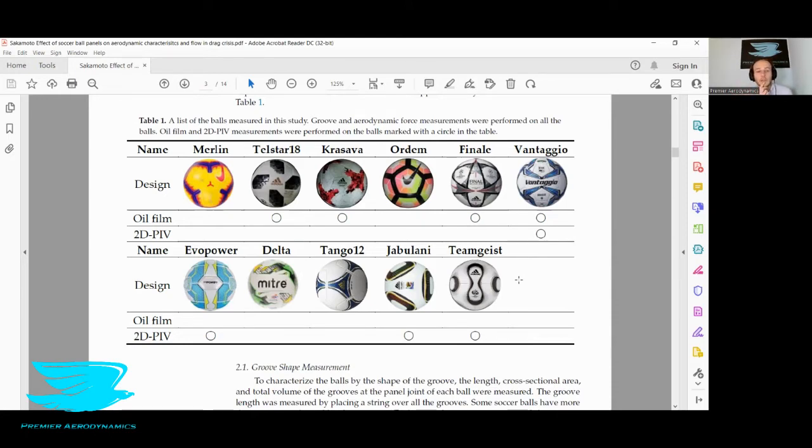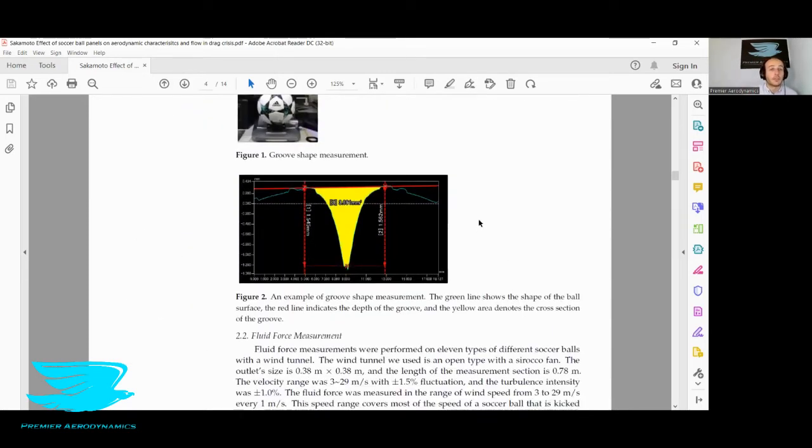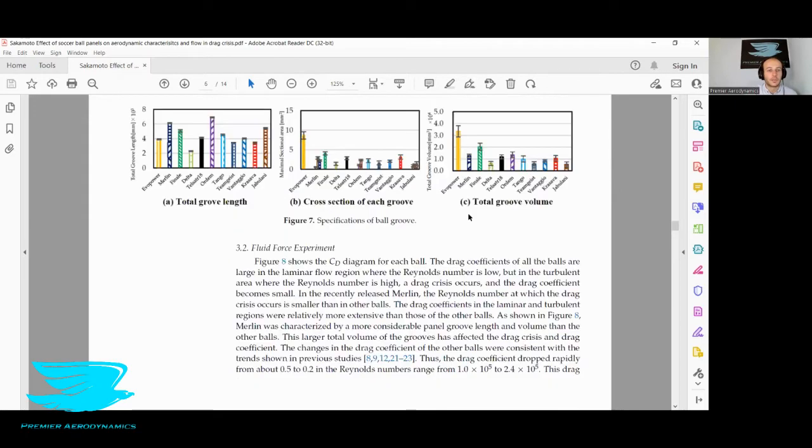So they looked at both of these and they measured how long the grooves were in total over these balls, and also the groove volumes. And then what they found, I think it's figure, here we go. Figure 2, this was them measuring the groove volume. So they measured the depth and then the width and also the general profile, and then they could figure out the volume. And then they did all their tests and everything in the wind tunnels. And I'll skip to some of the results.